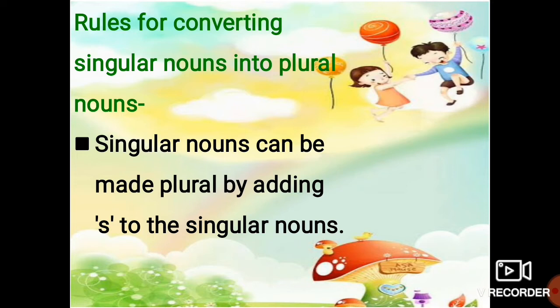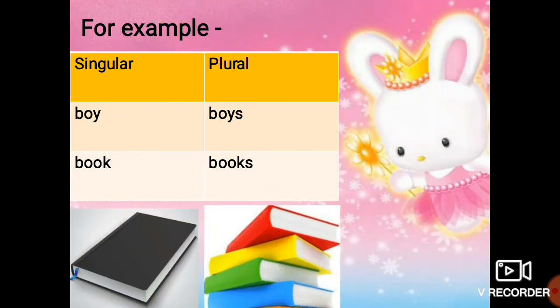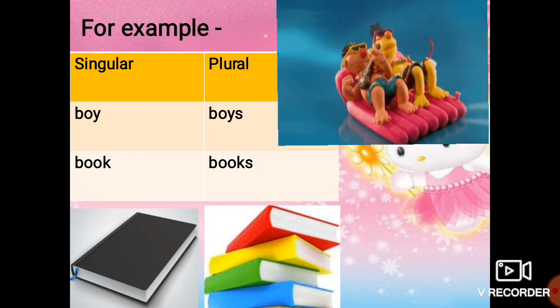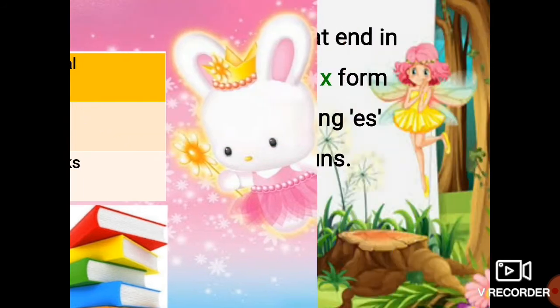Singular nouns can be made plural by adding s to the singular nouns. It means that the singular nouns can be made plural if we add s to the singular nouns. For example, boy becomes boys, book becomes books.